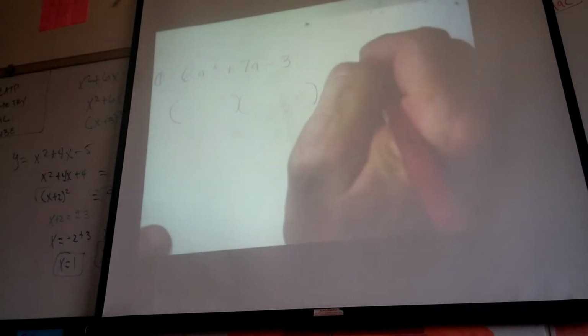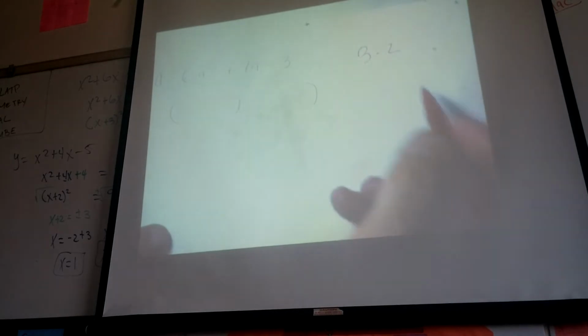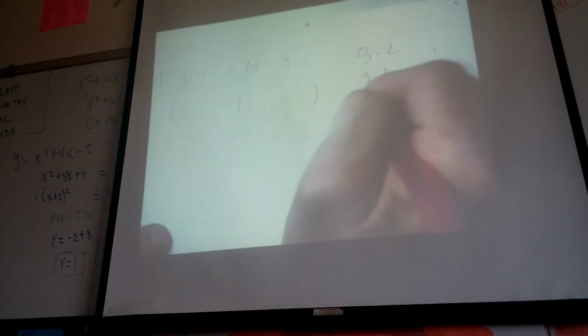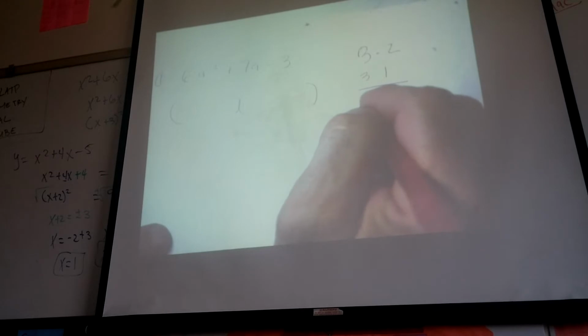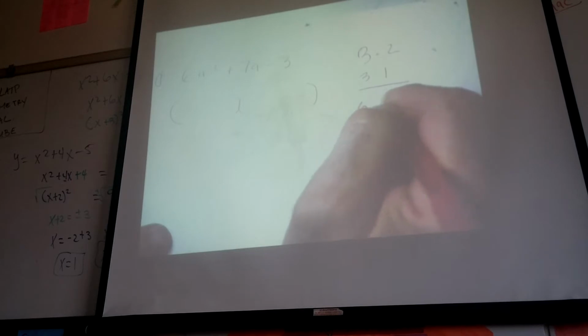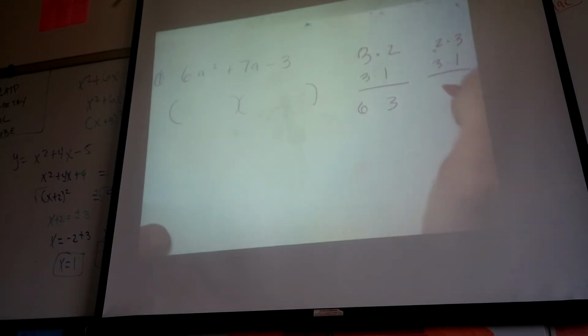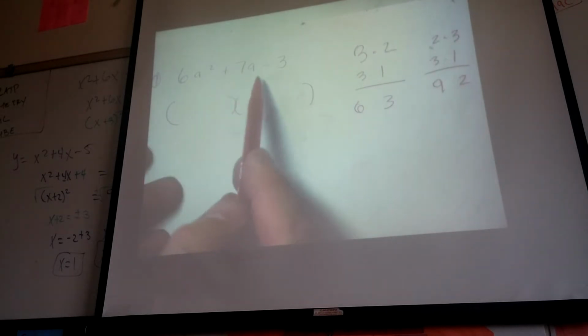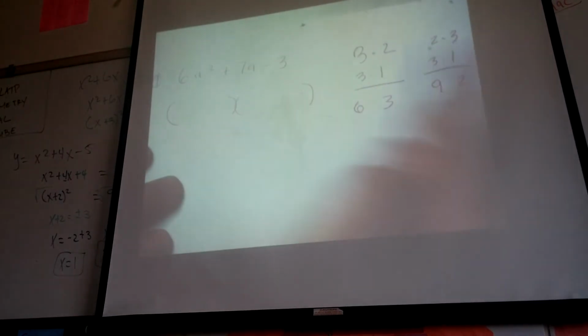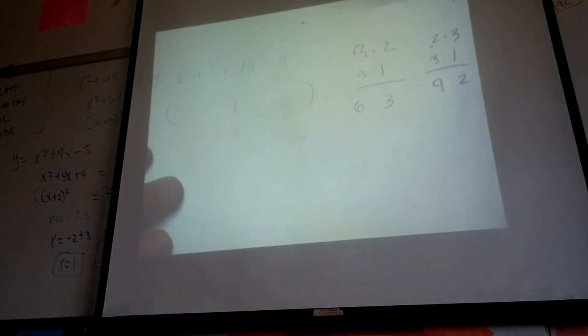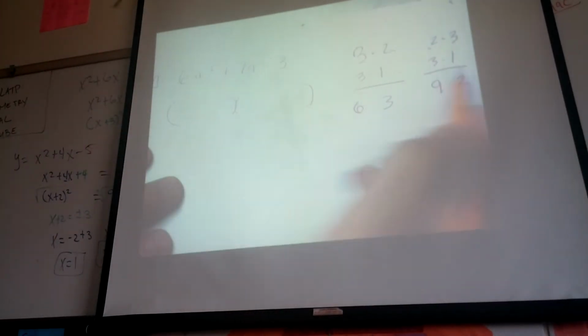In this case, you would say 3 times 2 is 6, and then 3 times 1 is 3. When you crisscross multiply, you get 6 and 3. This will not get you 7. So I mix the numbers up a little bit, and I go 2 times 3 and 3 times 1. That would be 3 and 2. 9 and 2 will get me 7. So I'm going to write these numbers exactly like they are: 2 and 3 and 3 and 1.